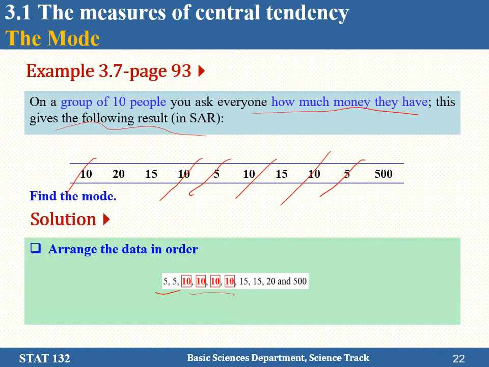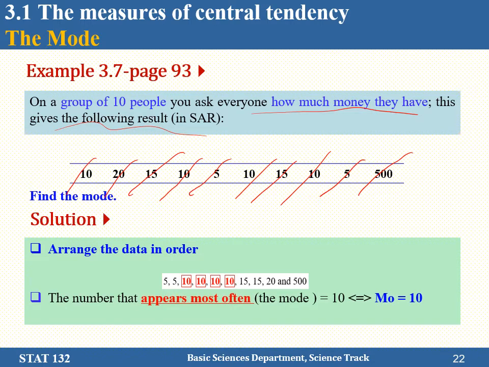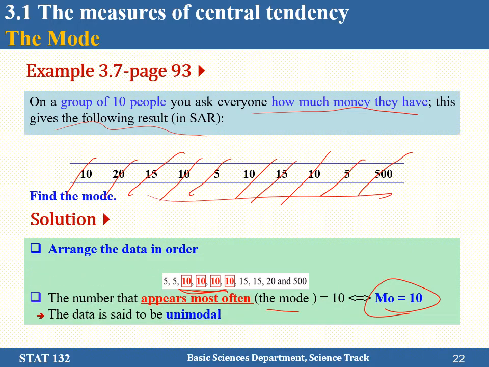So we have four tens, 15, 15, then 20, and 500. We write all of them, and then we check here. The most repeated value is 10. So the mode of the data is 10. This distribution, or this data, is unimodal, because it has only one mode.